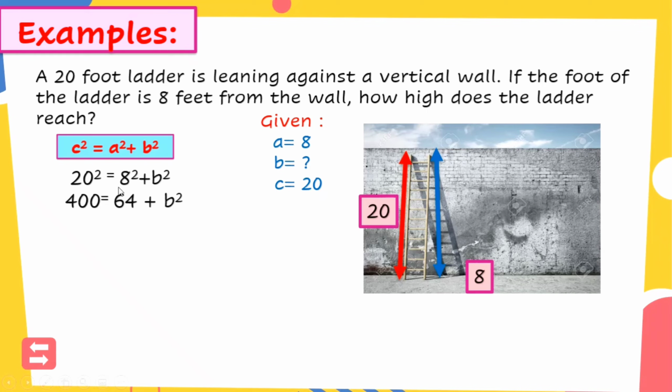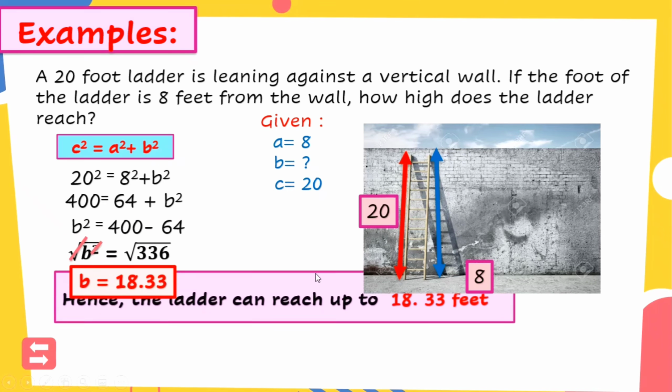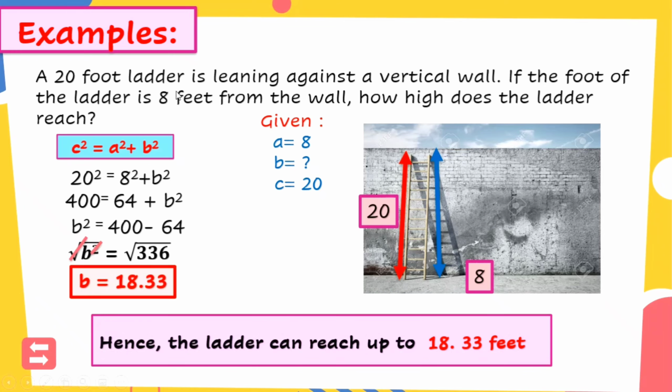Then, 20 squared is 400 and 8 squared is 64. I-subtract natin or i-minus natin yung 64 sa 400. We have 336. Ngayon, in-square root natin both sides para makancel natin yung squared dito sa B para makuha natin yung B. Square root of 336 is 18.33. Meaning to say, ang height ng ating vertical wall is 18.33 feet. So, feet yung ating unit of measure, kaya feet din ang gagamitin natin. So, 18.33 feet yung height ng ating wall.